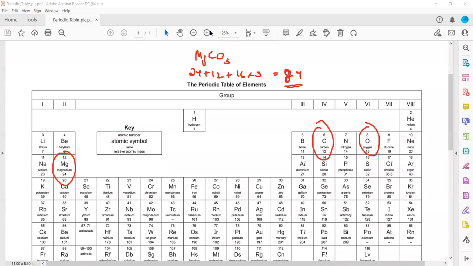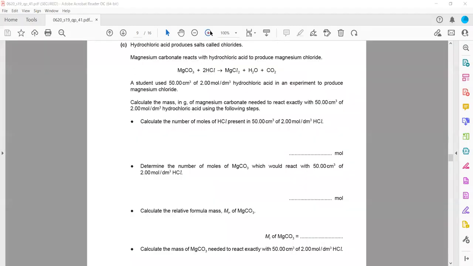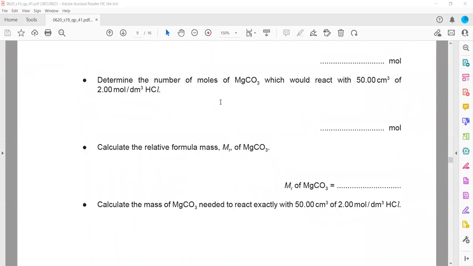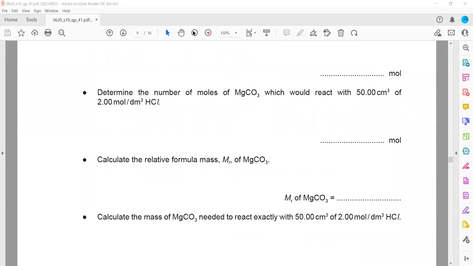So the first part we solve by using the formula, the second part by ratio, and the third by using a periodic table. So our answers, as we saw in the previous one, it was 0.1, this was 0.05, and this one is 84. Now we need the mass in gram. So how to get the mass in gram? So we have the formula moles equal mass in gram divided by molar mass. We need the mass in gram.